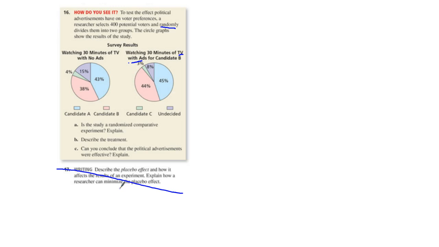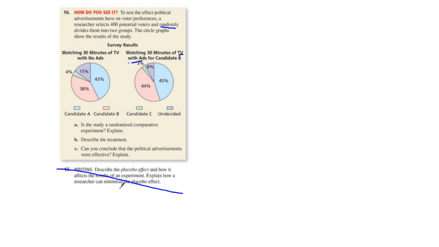Right. So TV with ads. I don't know what I'm saying. I'm sorry. So if you watch the TV with ads, then that's the political. That's the treatment, right? The treatment.